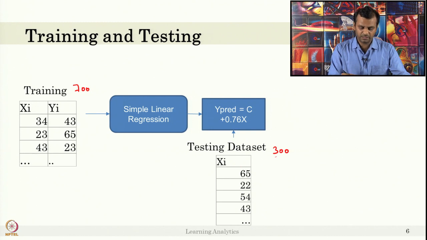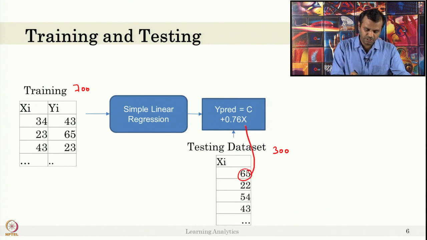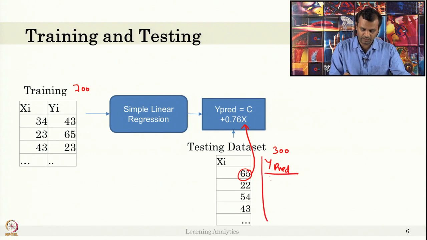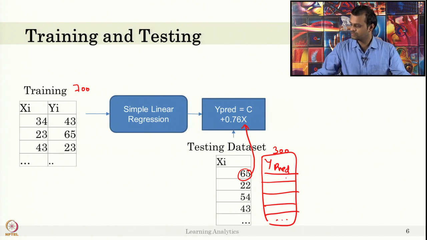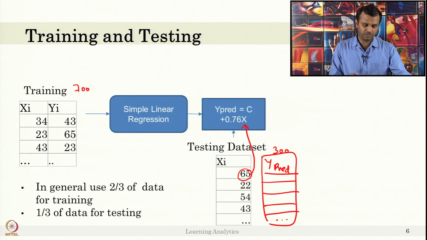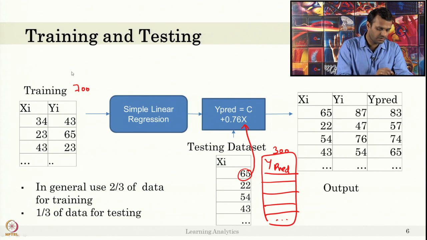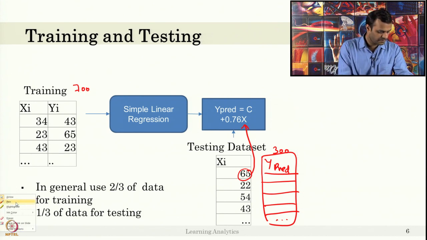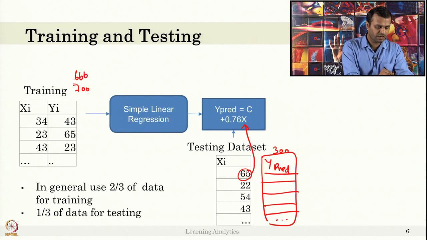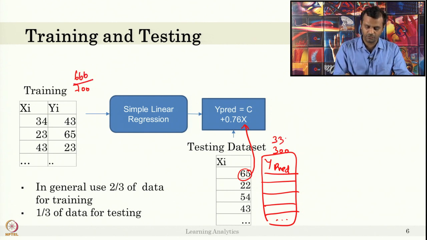Now, you have a 300 test set, that is 300 values of xi. Apply each xi to this equation, and for each xi you will have a corresponding y predict that comes out. So, in general, instead of 700 and 300, we use 2/3 of the data for training and 1/3 of the data for testing, that is 666 data for training and 334 data for testing.